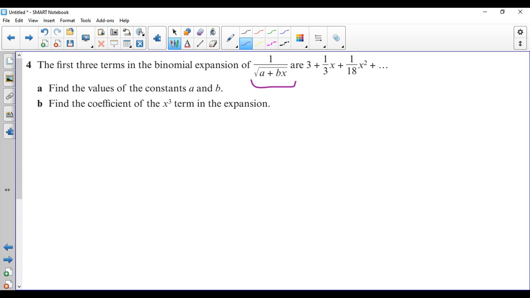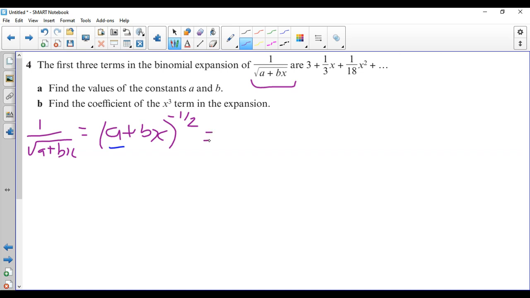You know, it's got letters, but we can still cope. So 1 over the square root of a plus bx. First things first, write it in index form. So I've got minus a half. Then we'll do our normal check. Now we're going to assume a is not a 1 for the purposes of this.